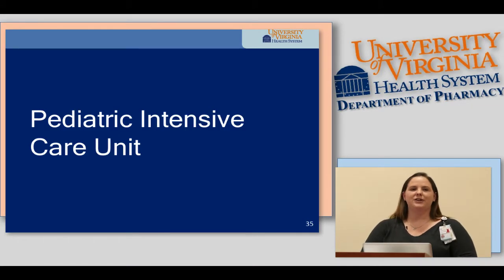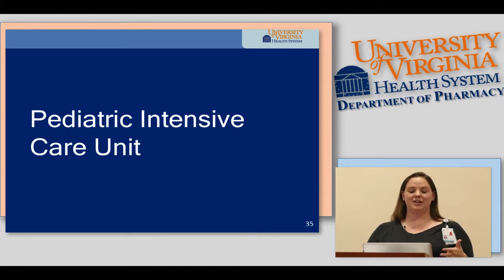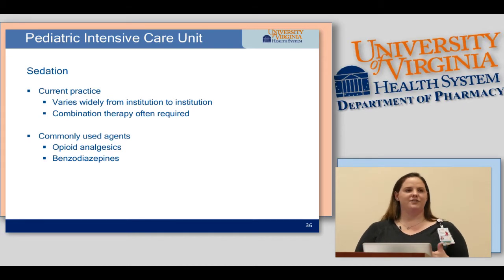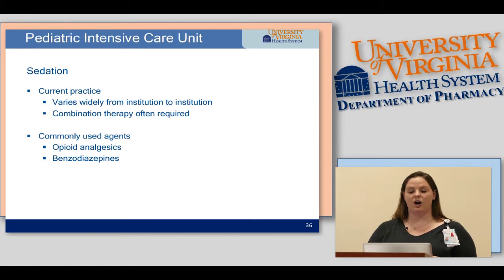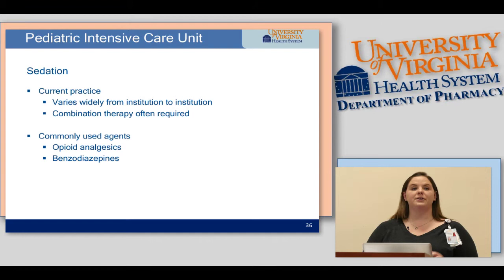So moving on to a different patient population. We're going to be looking at dexmedetomidine use in the pediatric intensive care unit. Sedation in the PICU, current practice varies widely from institution to institution, and combination therapy is often required in these patients. Commonly used agents are opioid analgesics and benzodiazepines. While these agents have established efficacy in the PICU environment, they are not without their own side effects.